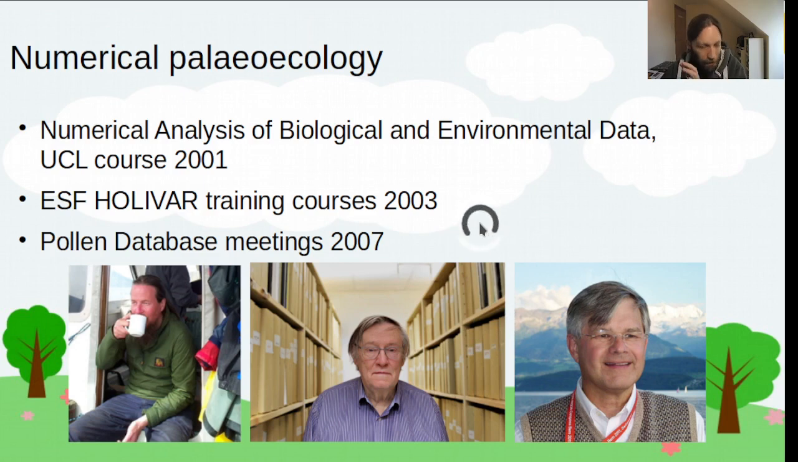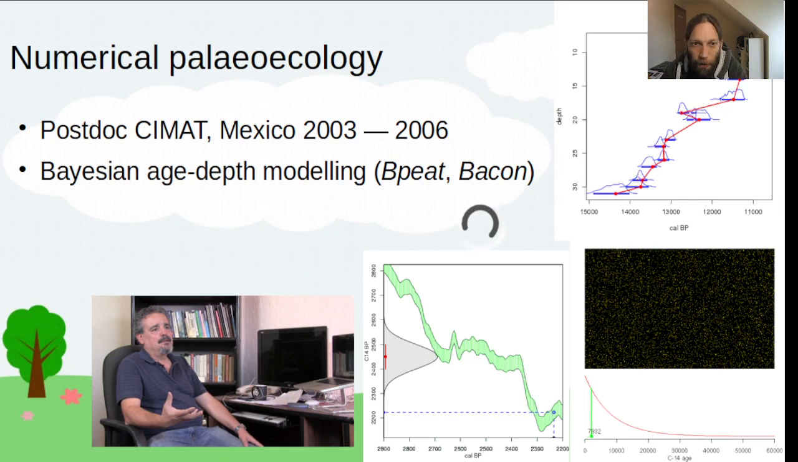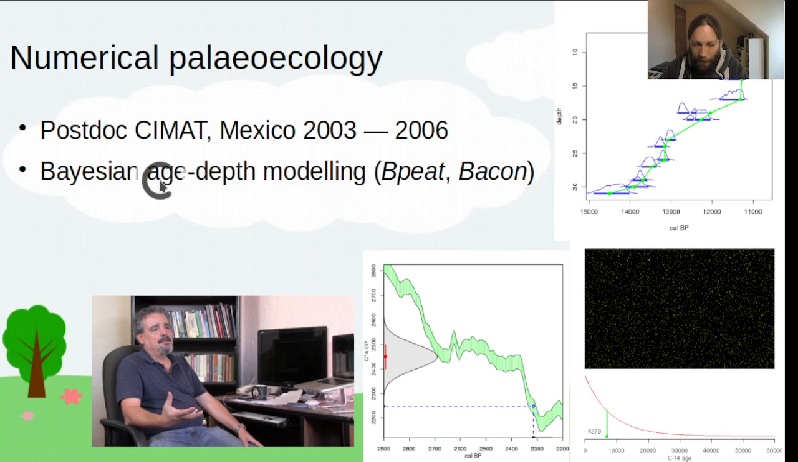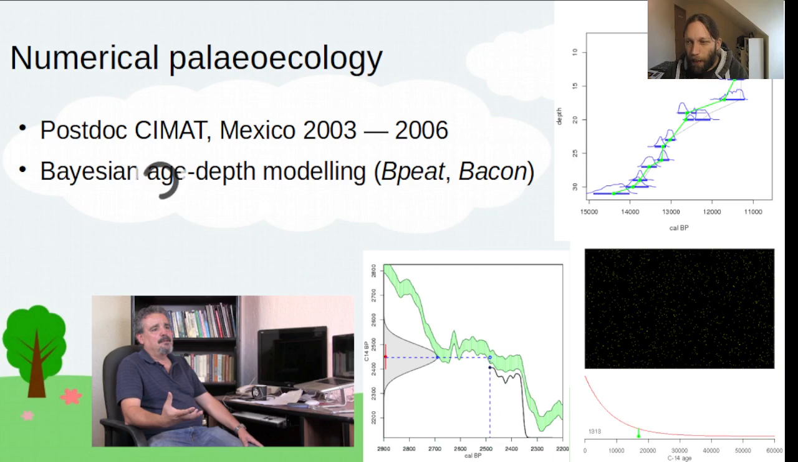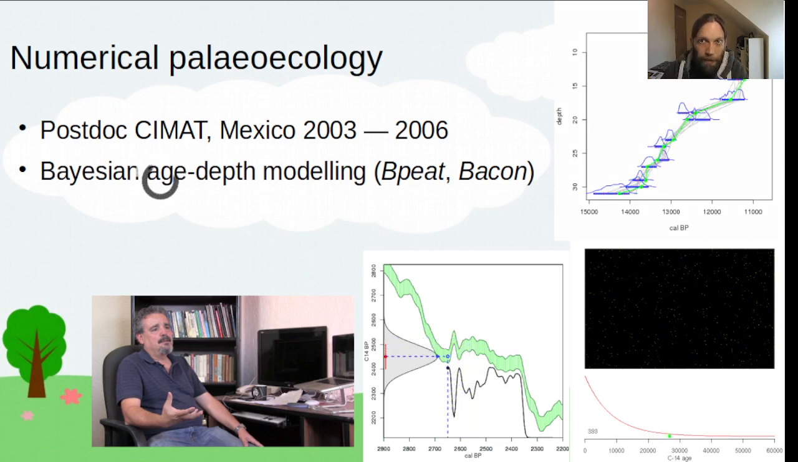I decided to continue in this area of numerical paleoecology and to continue to develop age modeling approaches, and I did that in Mexico with Andres Christen, a Bayesian statistician, and we really clicked. We had lots of things and ideas in common of how to produce new types of age-depth models. And so I did a postdoc there. It was the best time of my life, and it's a beautiful, beautiful town in Guanajuato. And I produced initially BPEAT, and that developed later into Bacon, and I also produced some other types of software.